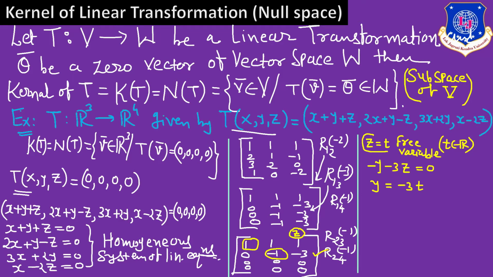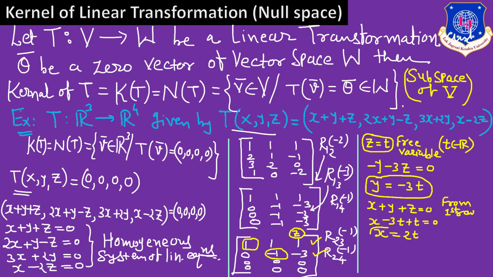From the different equations, from the second row we have y = -3t, where t is in R, and similarly from the first row we have x + y + z = 0, and we are putting y = -3t and z = t. Then finally we get x = 3t - t, that is 2t. So x = 2t, where t is any scalar or any real number. So finally this is our kernel of T, or it is also the null space of T.